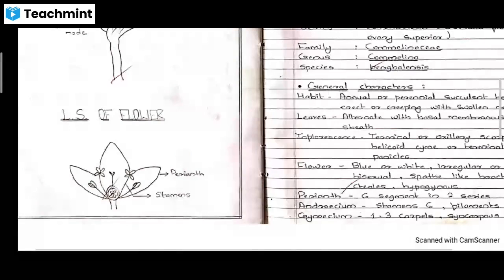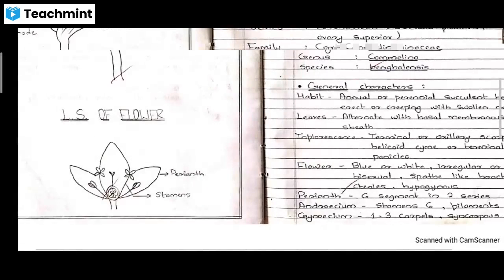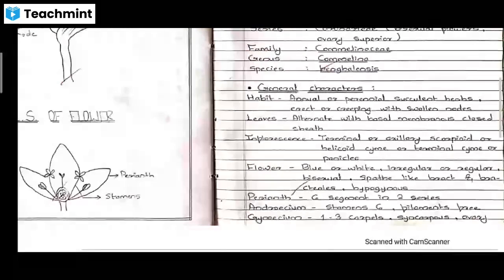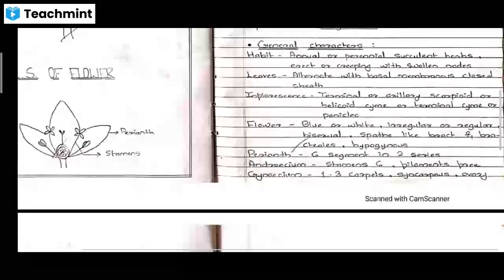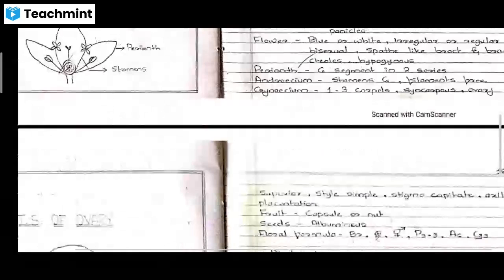Then instead of calyx and corolla, the perianth is developed in the monocots. The perianth is present in 6 segments in 2 series, like calyx and corolla, but here the calyx and corolla are not mentioned. They are converted into the perianth. They are 6 in number, arranged in 2 series. Then the androecium is 6 in number, with free filaments. The gynoecium has 1 to 3 carpels, syncarpous, with a superior ovary. Then the style is very simple, and the stigma is capitate, and it shows axile placentation.